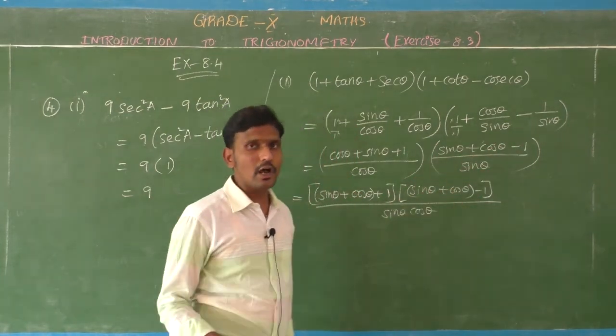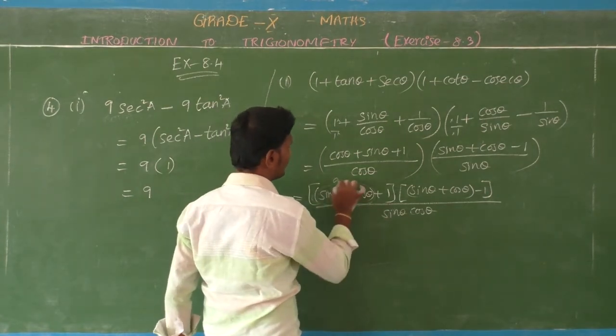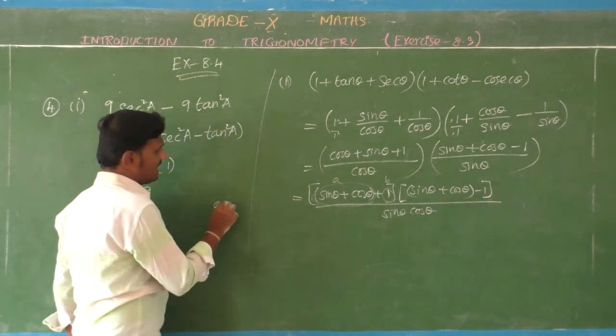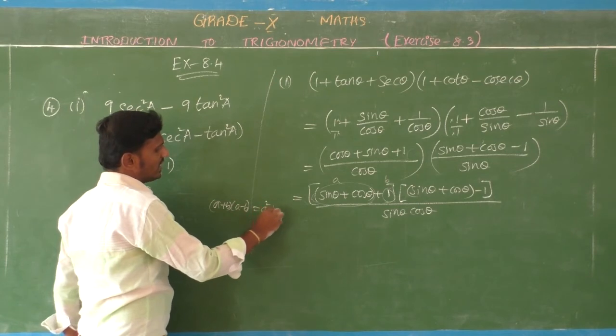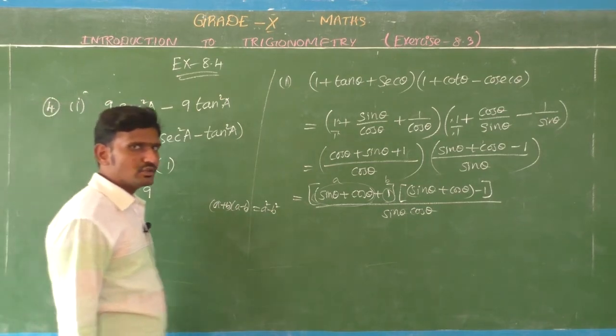So I am taking sin theta plus cos theta plus 1 into sin theta plus cos theta minus 1. Now I am getting a formula for this: this is A and this is B. The formula is A plus B into A minus B, which is equal to A square minus B square. A plus B into A minus B, what? A square minus B square.